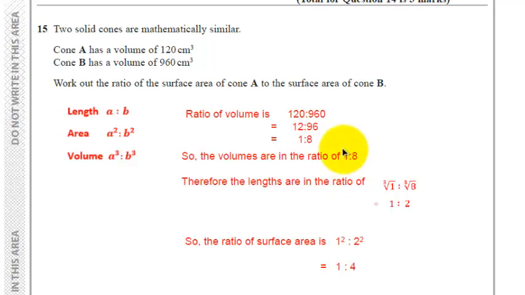If I take the cube root of these ratios, because these ratios are linked to the ratios that the length of the shape has, then the lengths are in the ratio 1 to 2. We've been asked for the ratio of the surface area, so I have to square these numbers to get up to the surface area. So the ratio of surface area is 1 squared to 2 squared, which is 1 to 4.